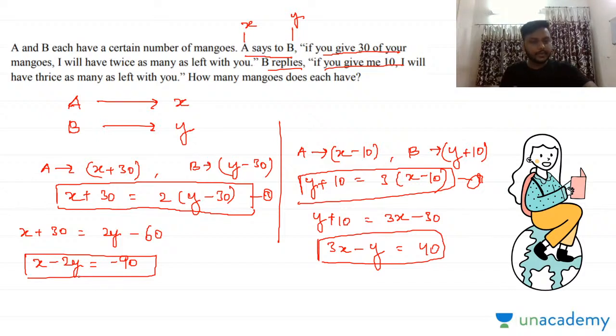A very simple way of doing this question, what will we do? Let's find out the value of X from here. So your X will be what? Your X will be minus 90 plus 2Y. Correct?